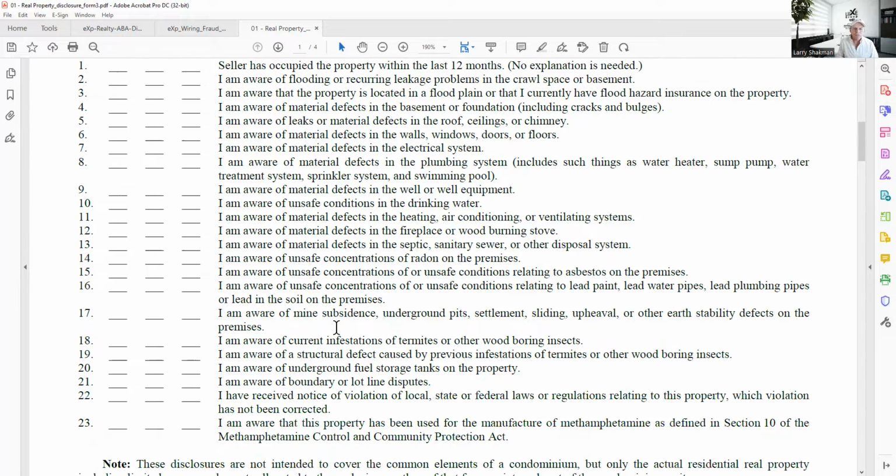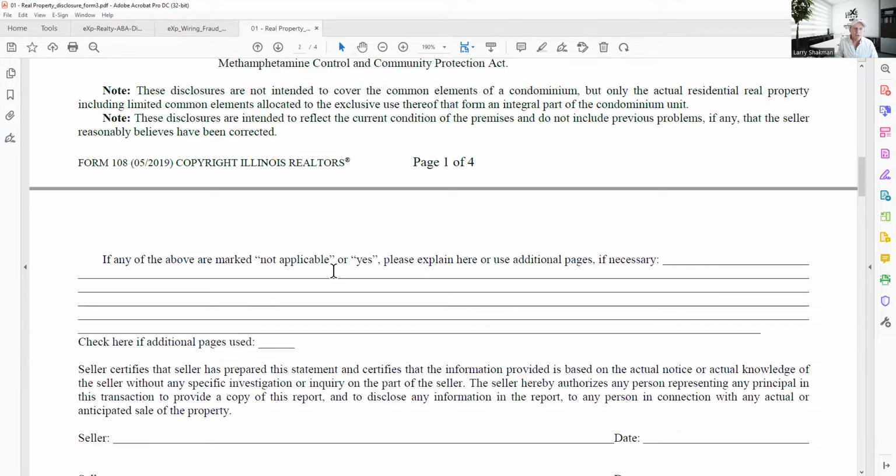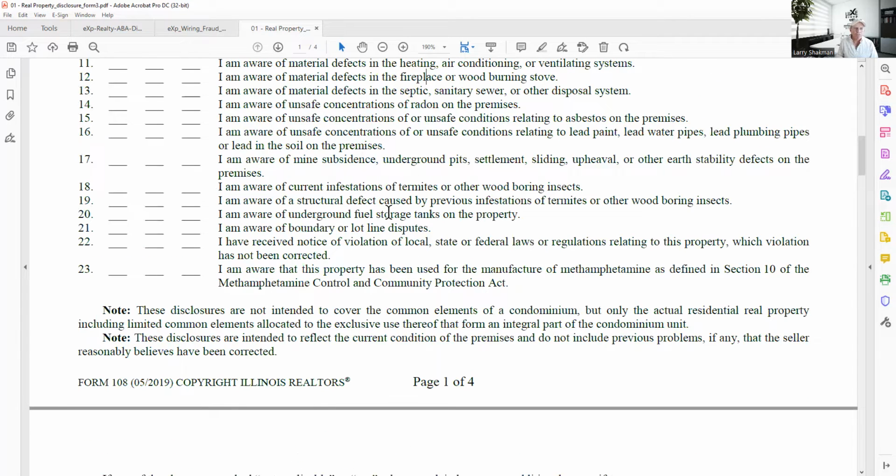So continuing on, some of the other things and systems, I should say, that this form is going to want you to disclose is, are you aware of any unsafe conditions in the drinking water, material defects in the heating, air conditioning, or ventilating systems? There's that question about the fireplace. Remember, if you don't have a fireplace, you're just going to check off NA, not applicable, and then under that paragraph where they ask for any explanations, you're just going to put no fireplace.